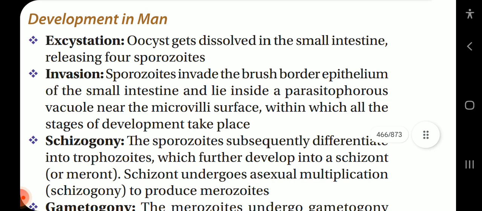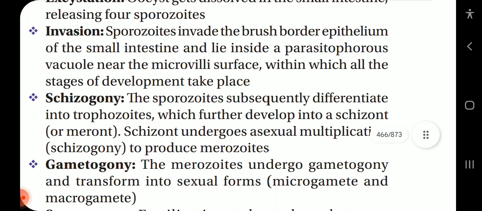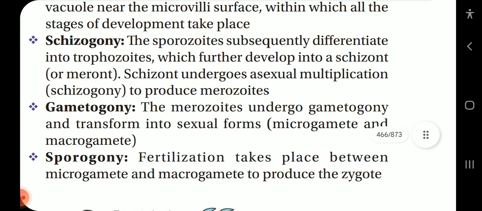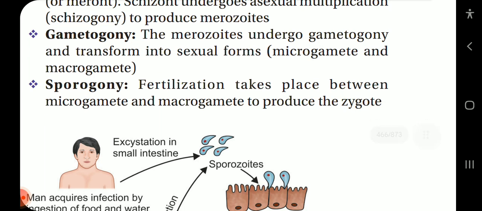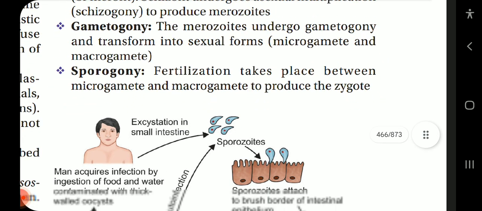Development in man: excystation, the oocyst gets dissolved in the small intestine, resulting in four sporozoites. Invasion: sporozoites invade the brush border epithelium of the small intestine and lie inside a parasitophorous vacuole near the microvilli surface, within which all the stages of development take place. Schizogony: the sporozoites subsequently differentiate into trophozoites, which further develop into a schizont or meront. Schizont undergoes asexual multiplication, schizogony, to produce merozoites. Gametogony: the merozoites transform into sexual forms, microgamete and macrogamete. Sporogony: fertilization takes place between microgamete and macrogamete to produce the zygote.